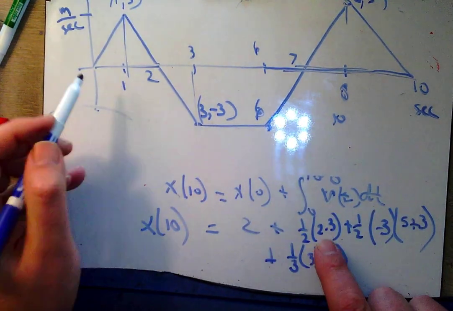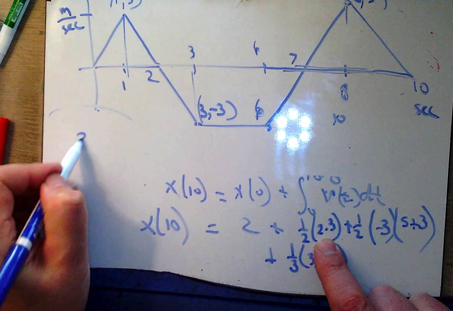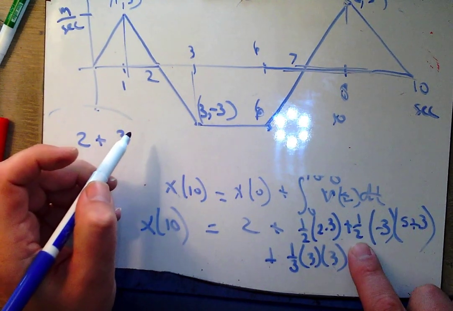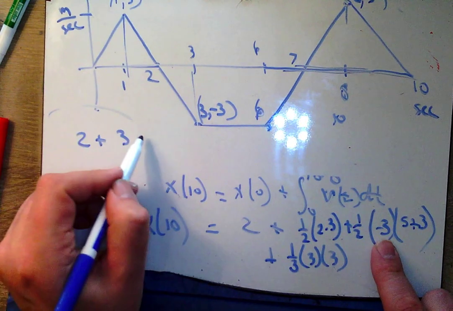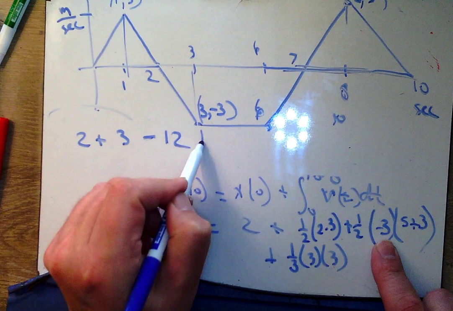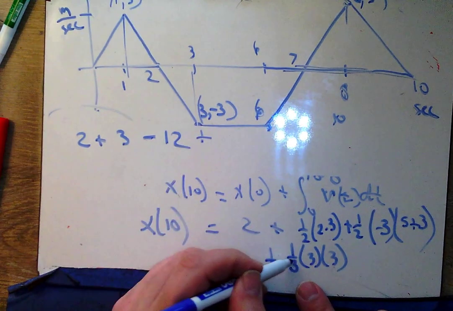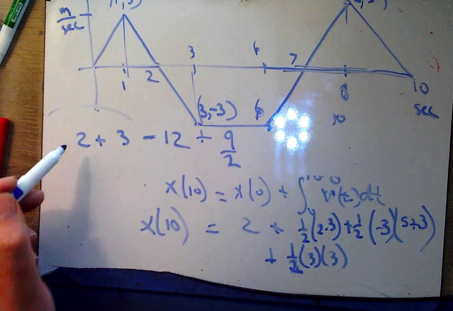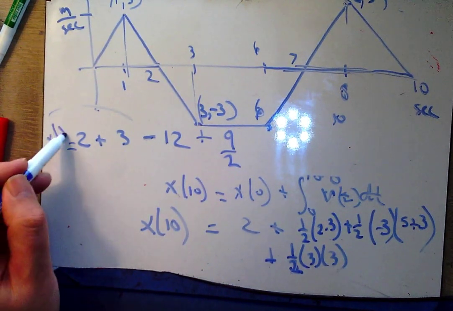We know that this is going to be 2 plus 3 plus 8 divided by 2 is 4. 4 times negative 3 is negative 12. And plus, this is a 1/2, 9/2. Okay, so this is finding us x of 10.